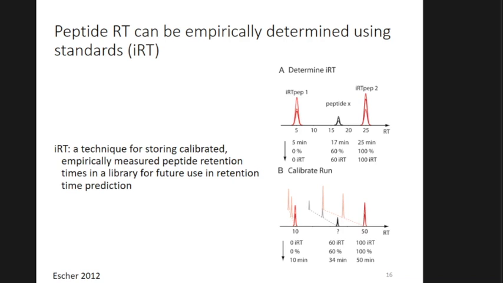So now, as long as we measure those anchor peptides in all of the runs going forward, we can shift the percentage and know when our unknown peptide is eluting. Any questions about this? Yes? So if you're using something like PRTC?